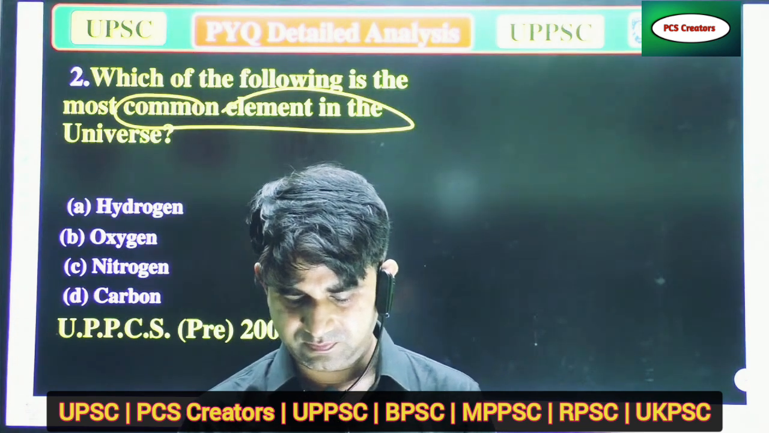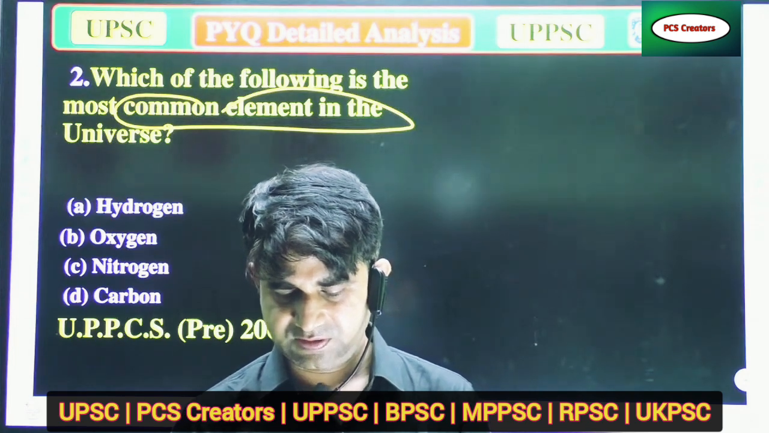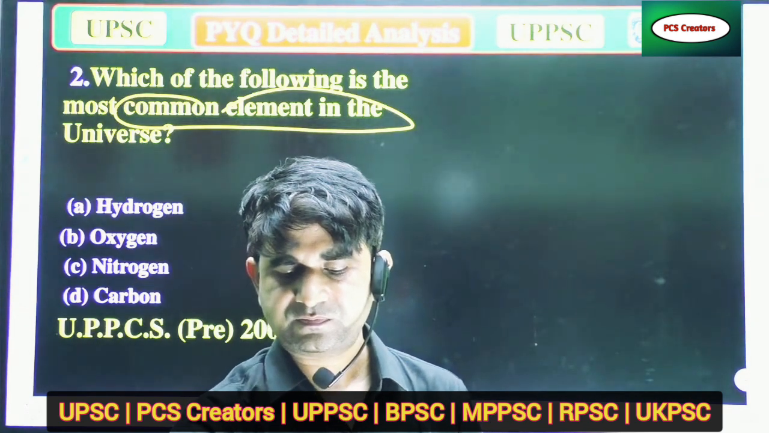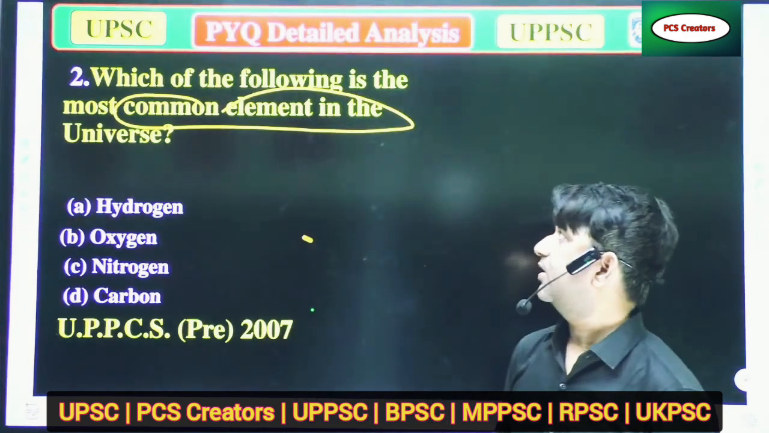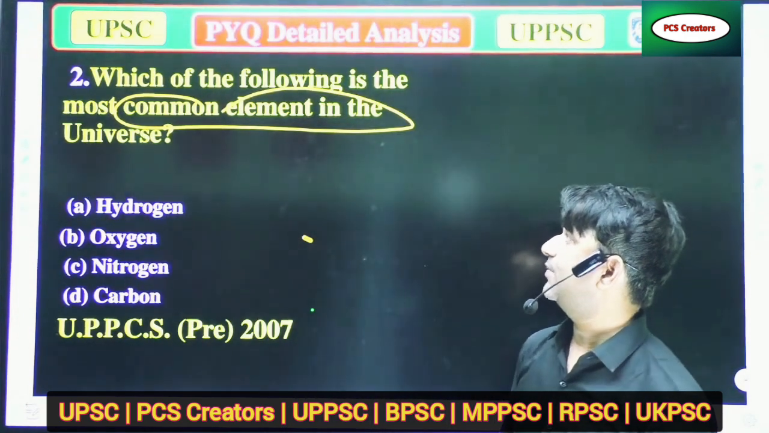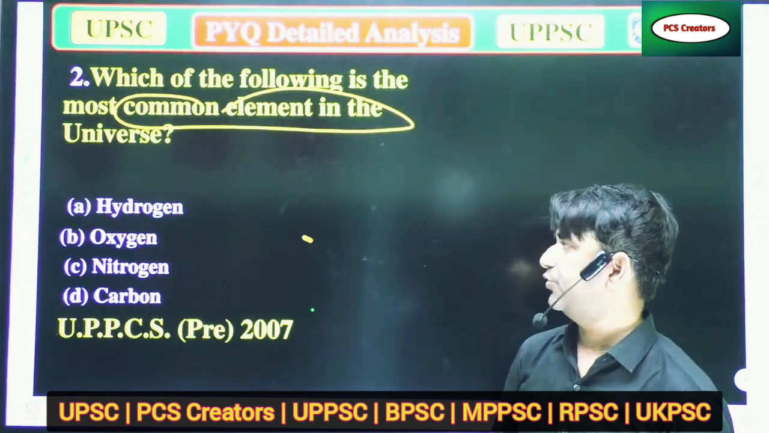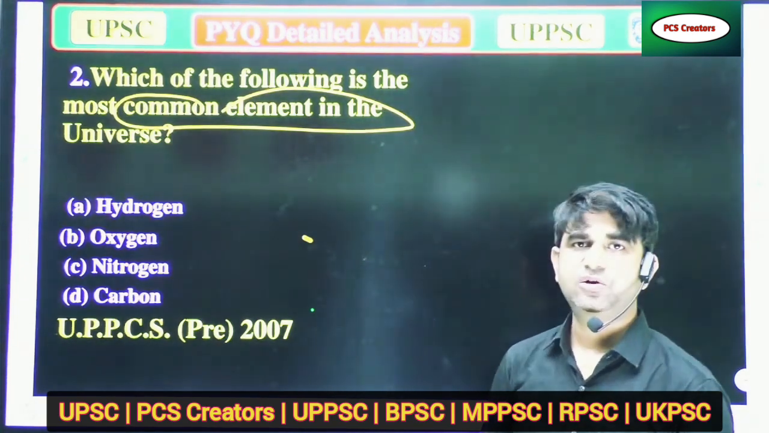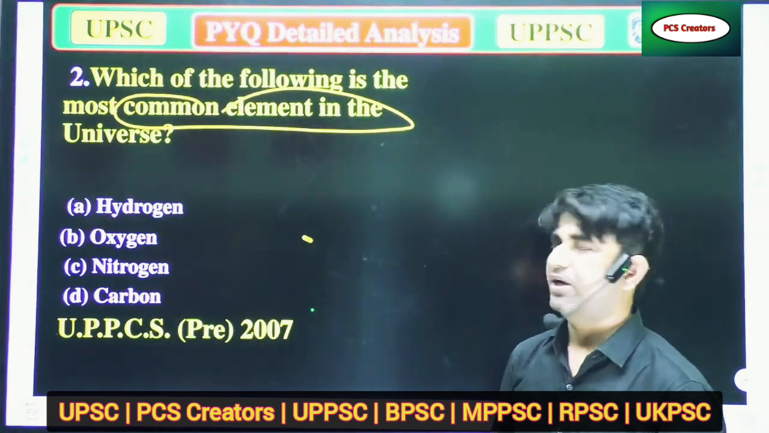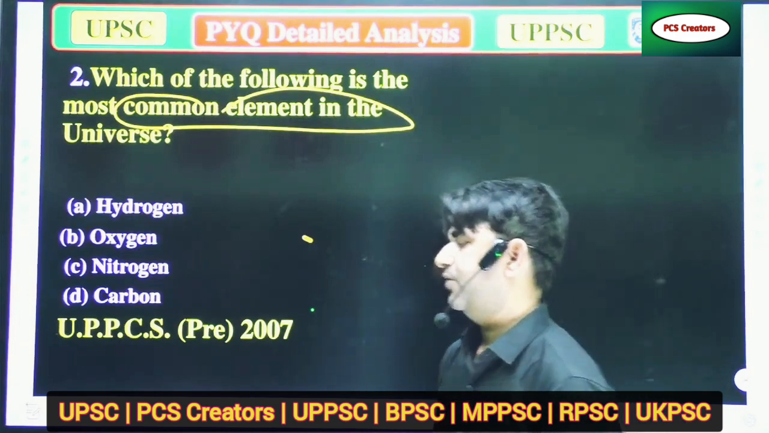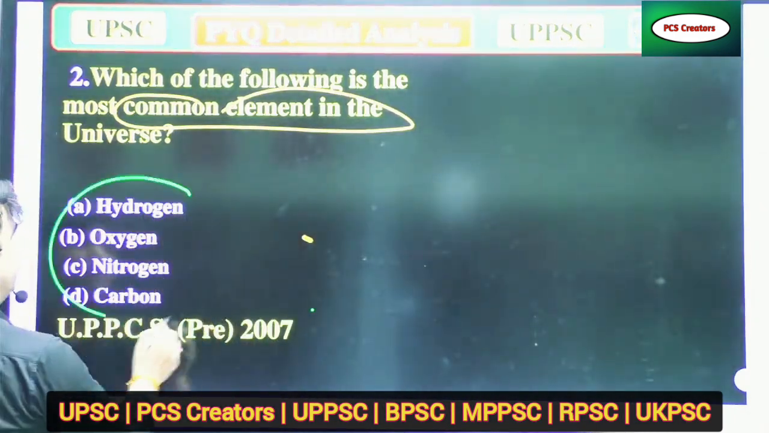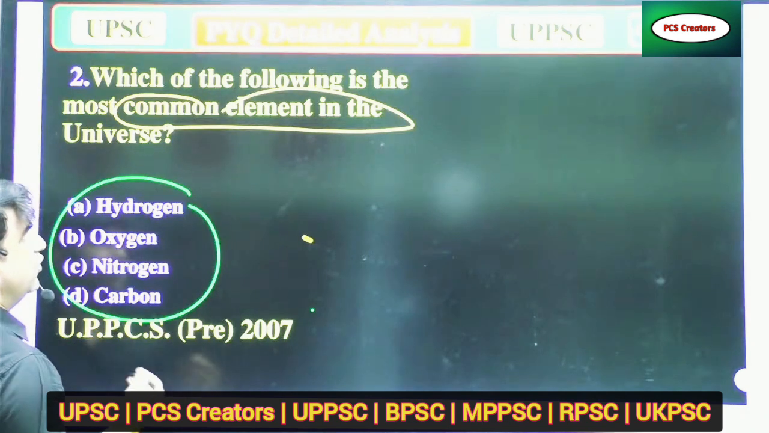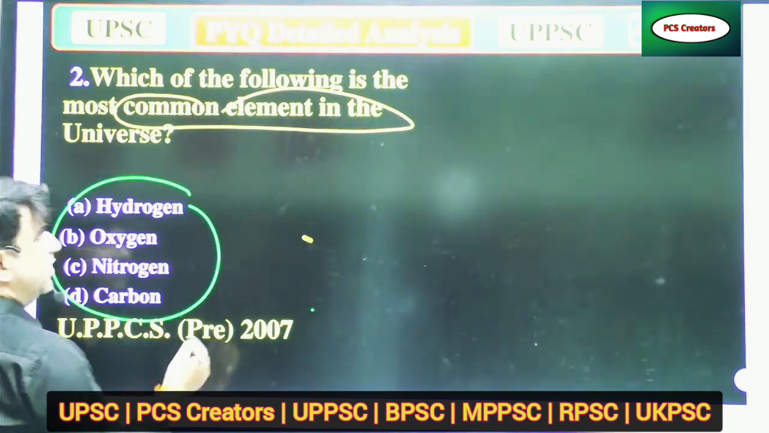As I was saying, we have to attempt these questions. Which of the following is the most common element in the universe? Option A, hydrogen. Option B, oxygen. Option C, nitrogen. And option D, carbon. When we talk about the universe, if the question was asked about Earth, which element is the most abundant in Earth?